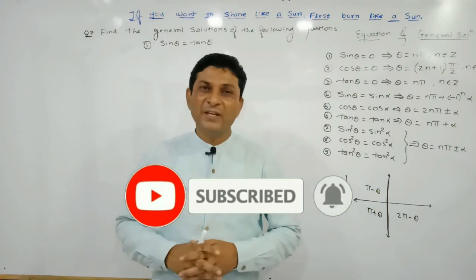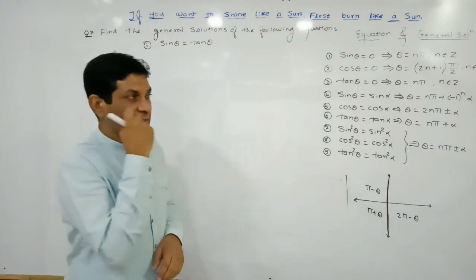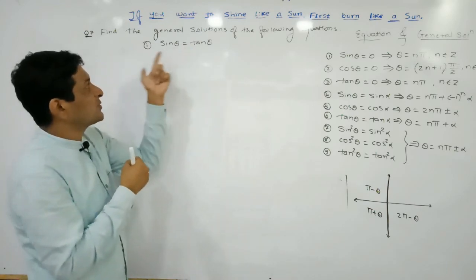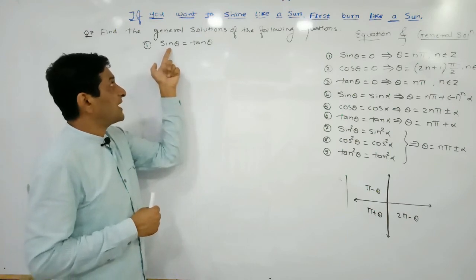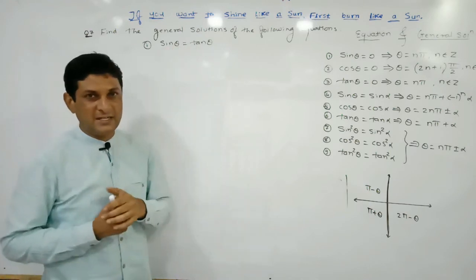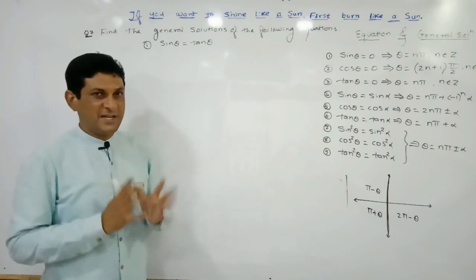So now we are solving the last two examples from exercise 3.1. Observe that in this question also we are finding the general solution of the given trigonometric equation. So here the equation is what? Sin theta is equal to tan theta. Now, no formula is there in this form, so we have to simplify this equation.